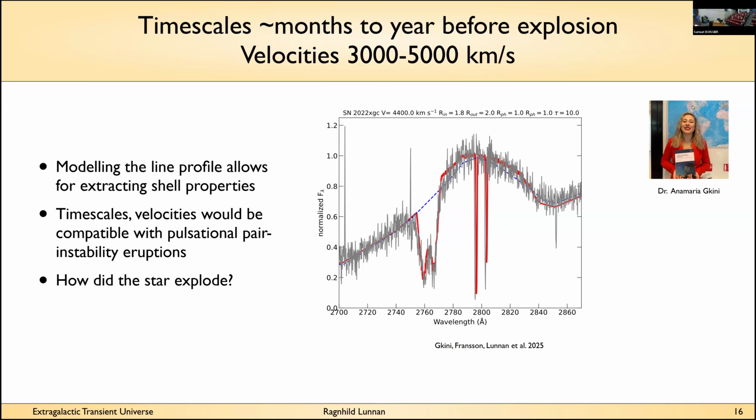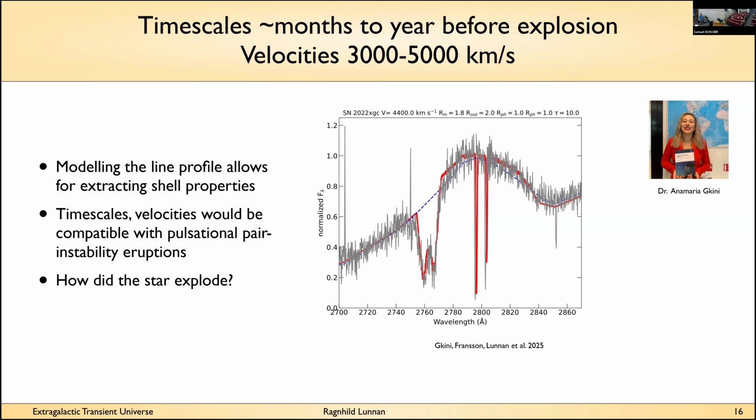So what we found, or I should say what Anna Maria found, was that these shells that we found with Xshooter are generally ejected on timescales of months to years before explosion. And that is partially perhaps a selection effect because we found they're easier to see when they're further in, basically. But they're also clustering in velocity space around 3,000 to 5,000 kilometers a second, which to me is very, very fast circumstellar material. Like that's an eruption, basically.